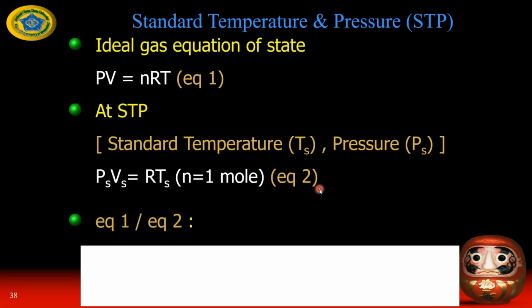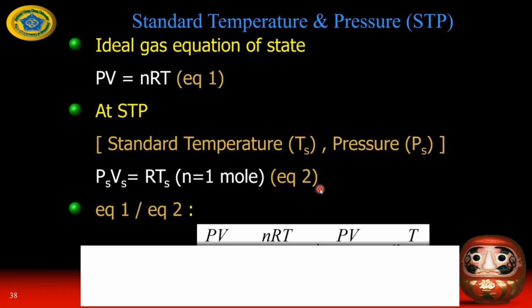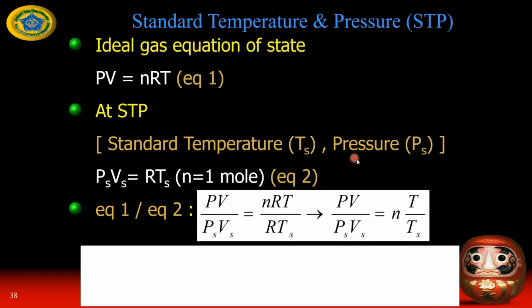So if we put equation 1 and equation 2 together, that will become P times V divided by PS times VS equals n T divided by TS. So we remove what? We remove R, the gas constant. You might say, wow, Professor, why do we need to do this? Because I'll give you an example very soon. Because sometimes you cannot use PV equals nRT as you like, okay?